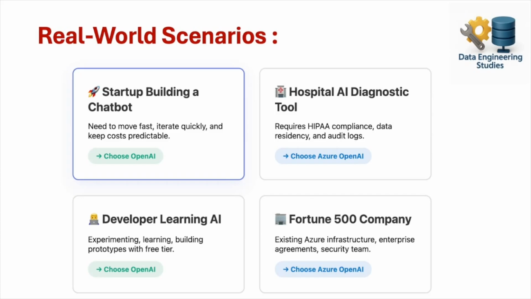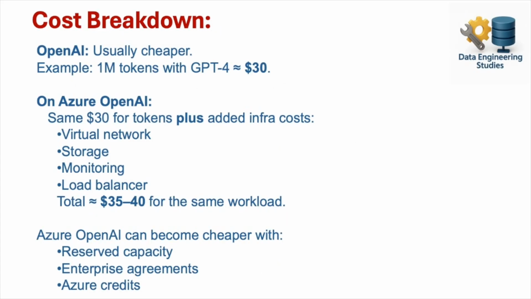Finally, let's talk about cost breakdown. For a small project, OpenAI is usually cheaper. Here is a real example. Processing 1 million tokens with GPT-4 costs about $30, simple. Whereas in Azure OpenAI, it's $30 for tokens plus virtual network cost, storage cost, monitoring cost, potential load balancing cost, etc. You might end up with $35 to $40 for the same workload.